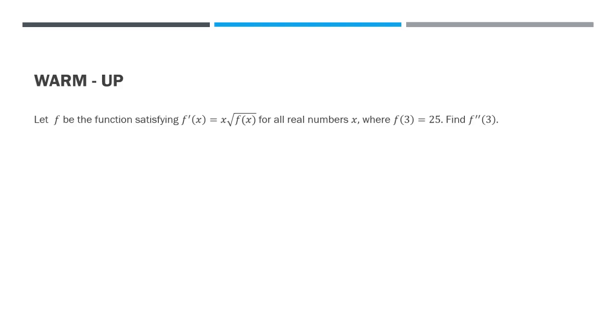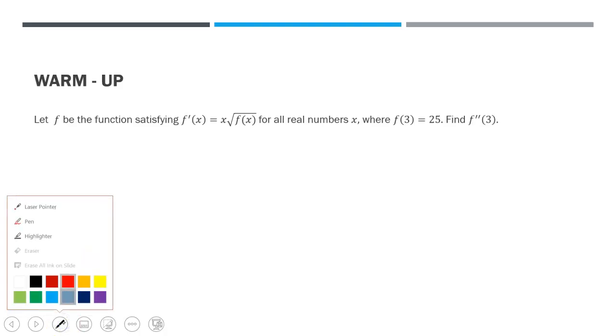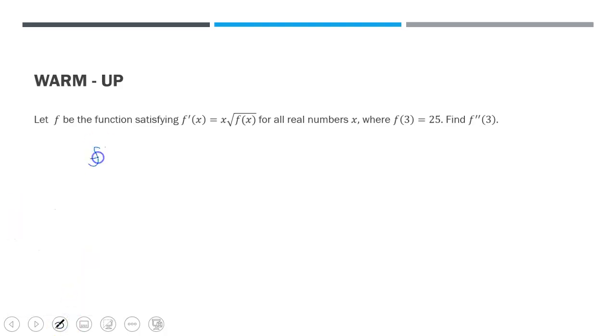A function satisfying the following: f prime is equal to x square root of f of x for all real numbers x, given f of 3 equals 25, find f double prime of 3.